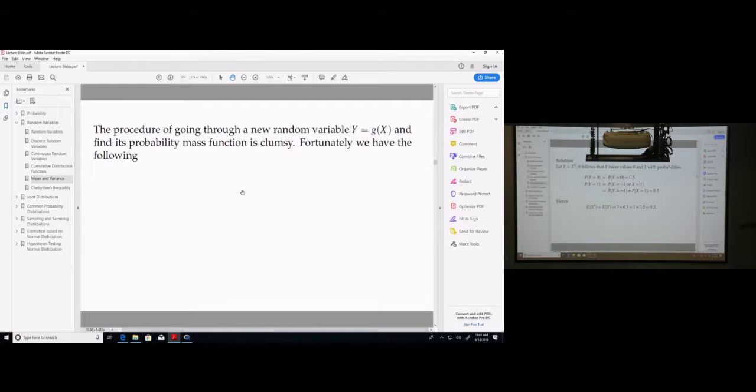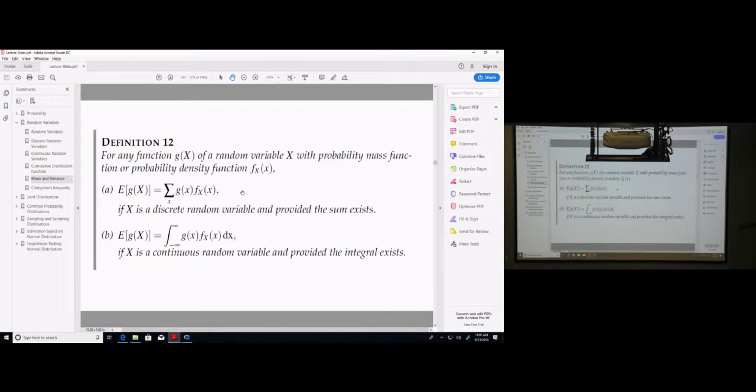So this is the procedure that this slide is trying to emphasize: the procedure of going through a new random variable Y equal to g of X and finding its probability mass function first before we find the mean. This is clumsy, because you have to go through finding a new table in terms of the old table.